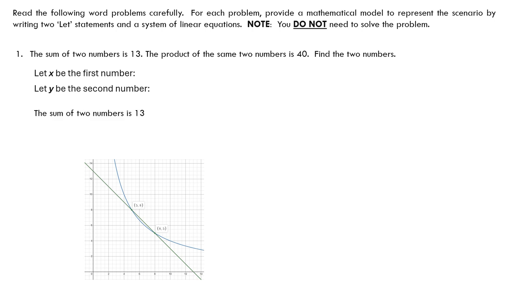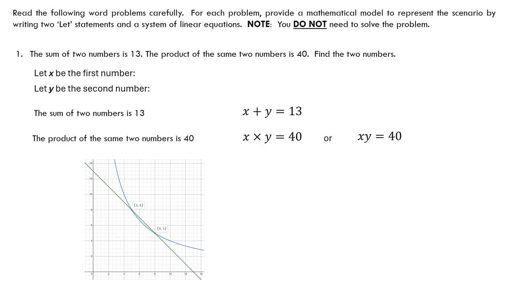It tells us that the sum of two numbers is 13. Sum meaning addition. So we can say X plus Y will equal 13. It also tells us the product of the same two numbers is 40. Product meaning multiplying. So we can say X times Y equals 40. Or more common in our equations, we would write that X times Y as XY equals 40.